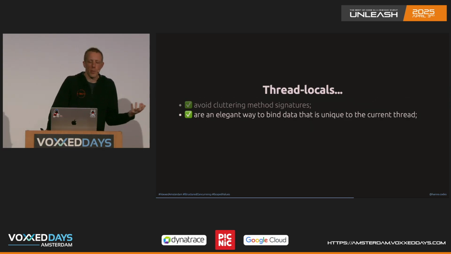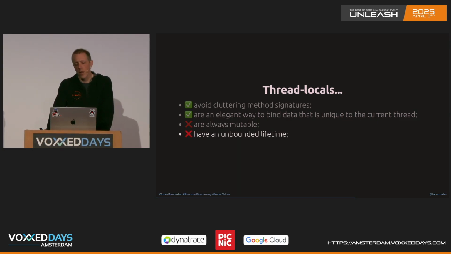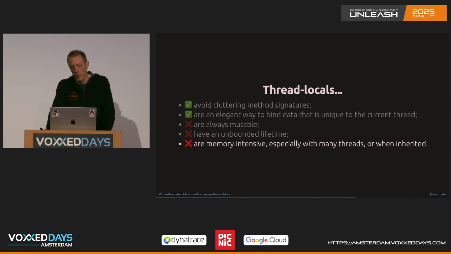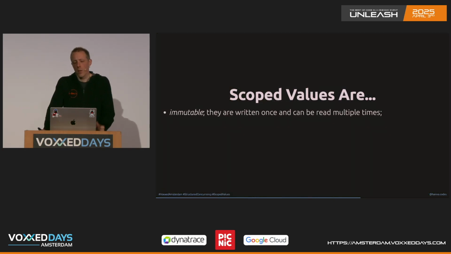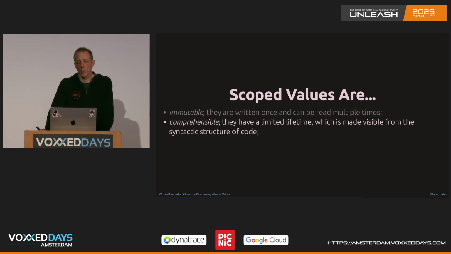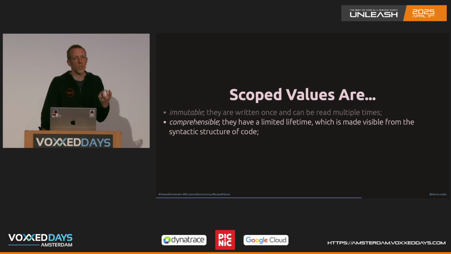They are an elegant way to bind data that is unique to the current thread, but they are always mutable, have an unbounded lifetime, and are memory intensive, like we saw earlier. A scoped value is a better way to do a thread local. They are values unique to a thread that can be safely and efficiently shared to methods without using method parameters. They are immutable, you write them only once, and they can be read multiple times. They are comprehensible because they have a limited lifetime, which is made visible from the structure of the code.